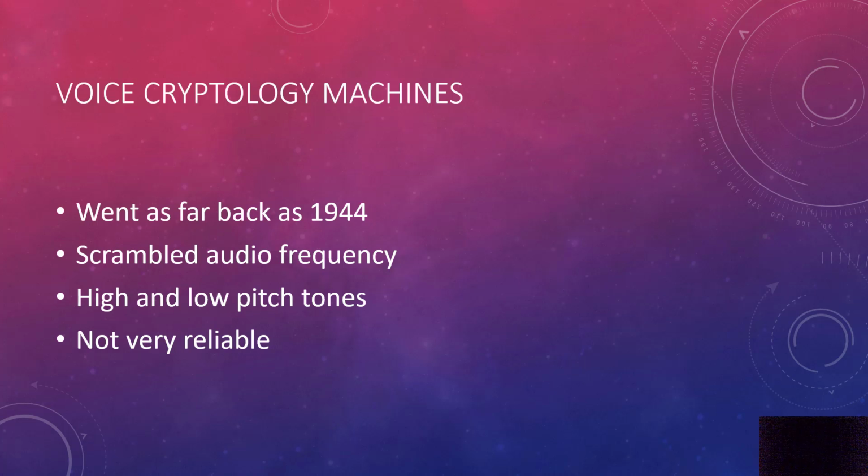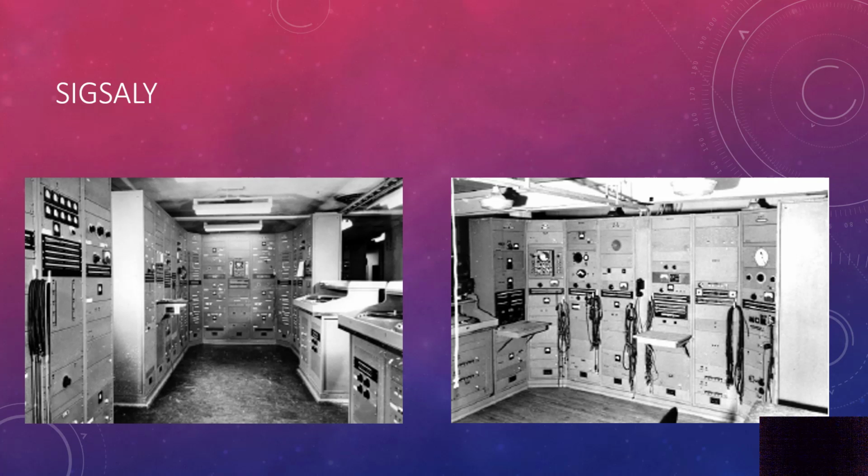Voice cryptology machines were even a thing as far back as 1944. The way these machines worked was by scrambling the audio frequency of telephone users. The scramblers would make high pitches low and low pitches high. This technology resulted in speech that was not able to be understood. Devices such as the frequency changer 6AC-3 were not very reliable and were only used for the everyday eavesdropper, such as an exchange operator or a telephone engineer who may have been working on the lines.